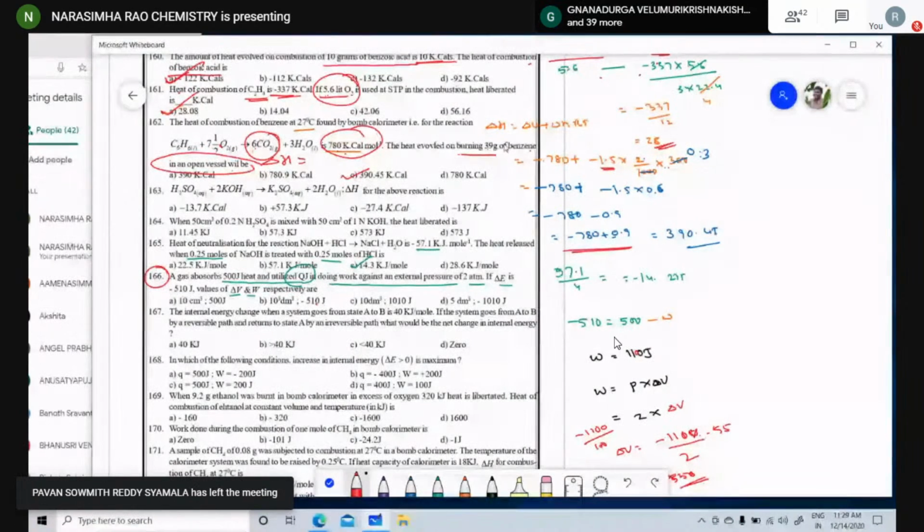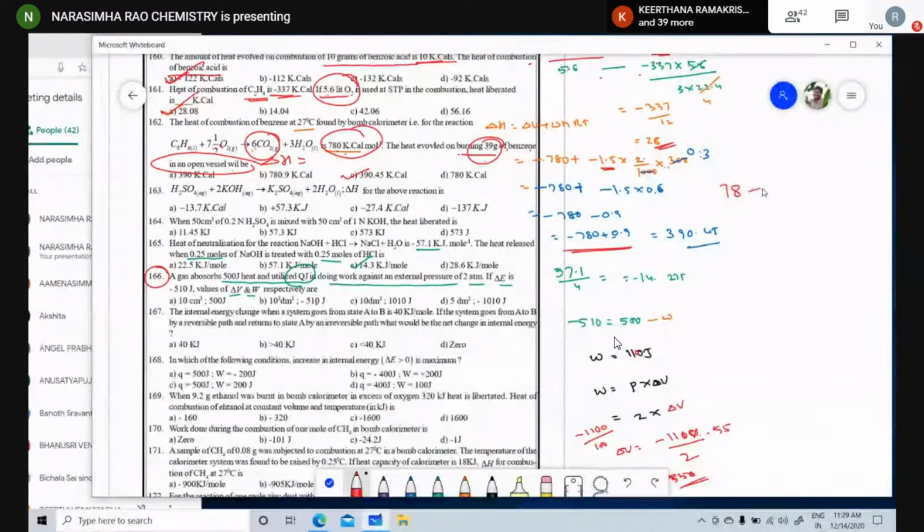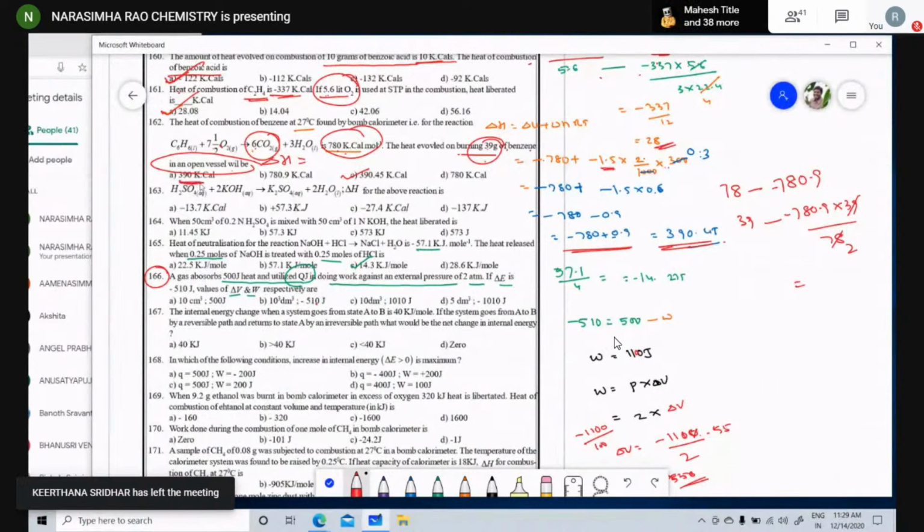I'm adding this one. So the question is asking about 39 grams; 78 grams gives minus 780.9. For 39 grams it is minus 780.9 into 39 by 78. How many times? 2 times. On solving, I get 390.45. Sir, 390 is also a wrong answer, sir. Yes, 390 is also a wrong answer. 390.45 is the correct answer.